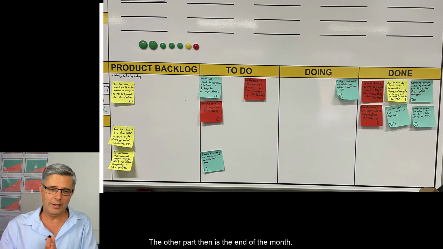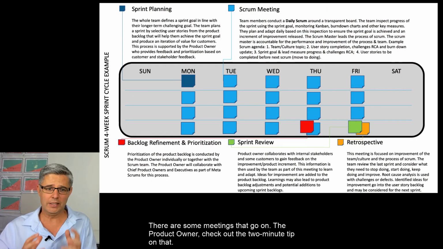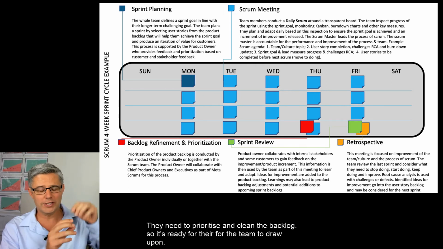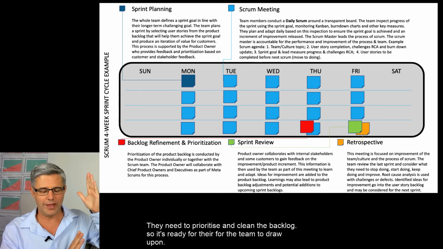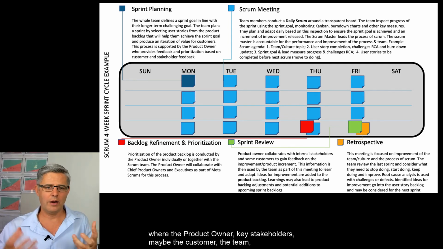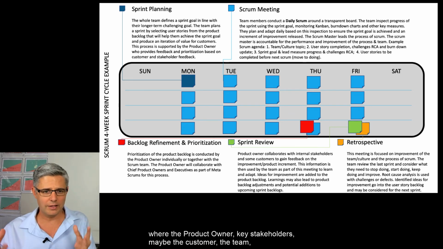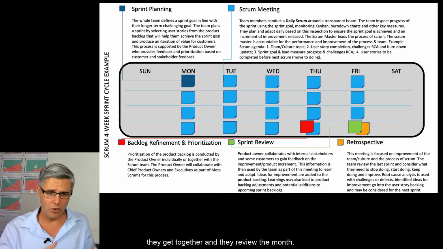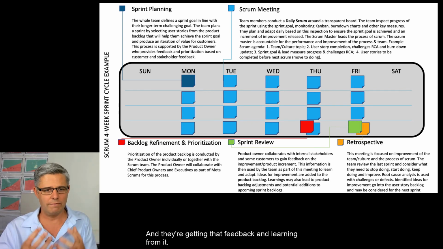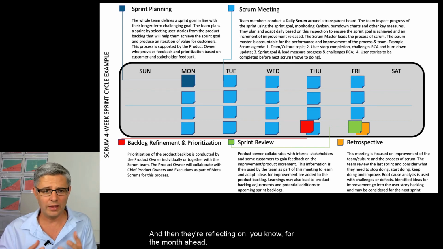The other part then is at the end of the month, there are some meetings that go on. The product owner, check out the 2-minute tip on that. They need to prioritize and clean the backlog so it's ready for the team to draw upon. But at the end of the month, an event's going to happen called a sprint review, where the product owner, key stakeholders, maybe the customer, the team, they get together and they review the month. They get voice of customer feedback, whether that be internal or external customers or both, and they're getting that feedback and learning from it. And then they're reflecting on it for the month ahead.